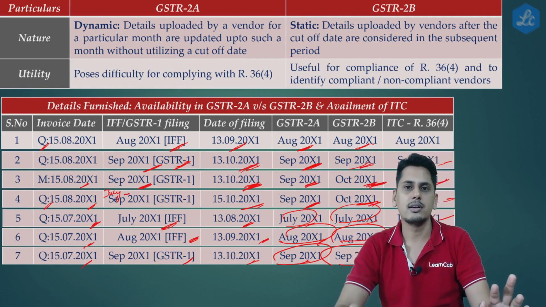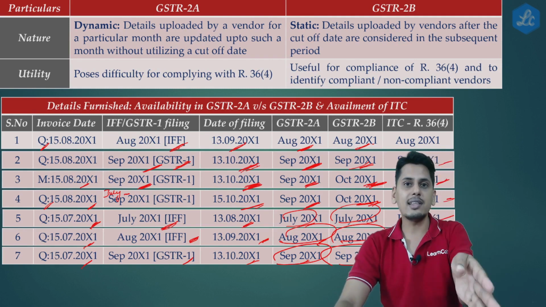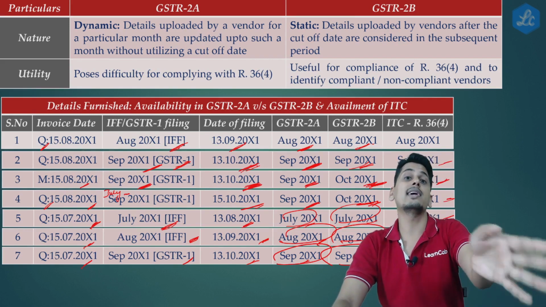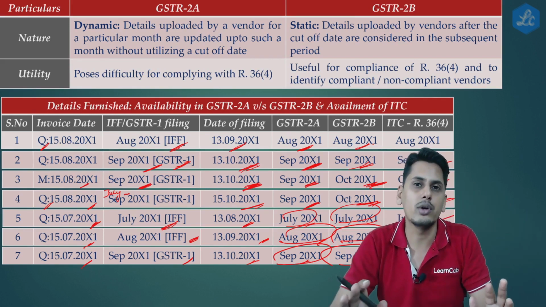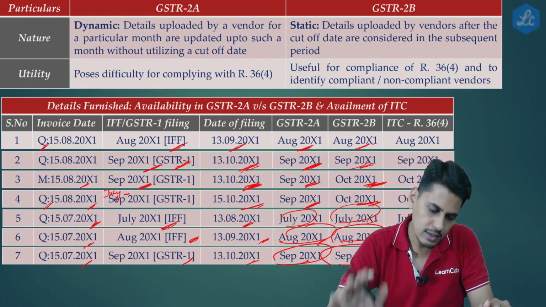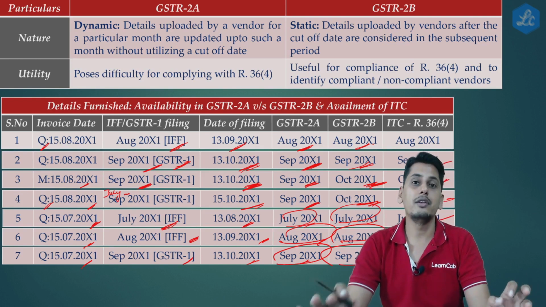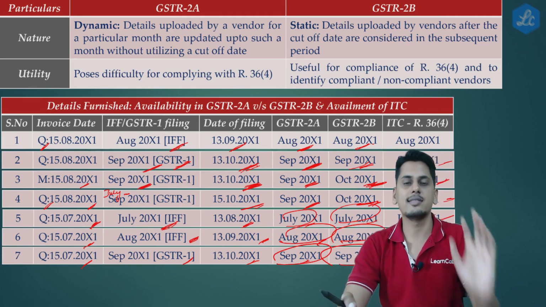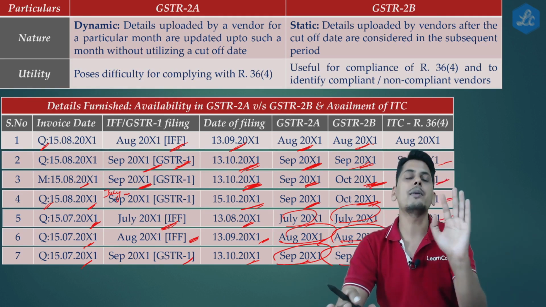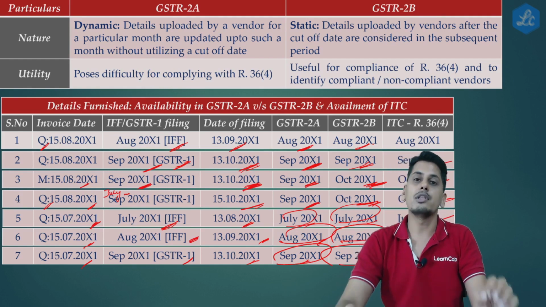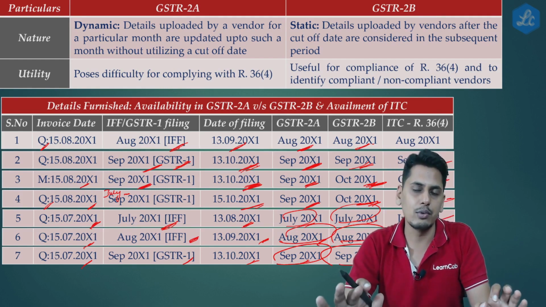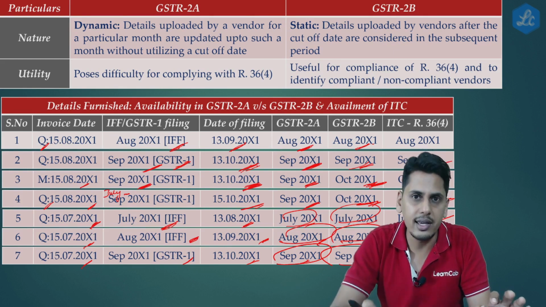Naturally no, because friends, please understand, after the cutoff date in 2B it is only getting postponed, it is not going to get preponed. So friends, by now I am sure we are very much clear in which months 2A a particular invoice is going to go, in which months 2B a particular invoice is going to go. For the purpose of computation of 36 sub rule 4, GSTR 2B is relevant.